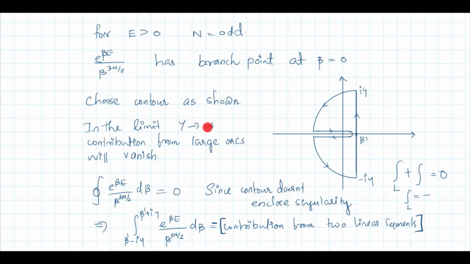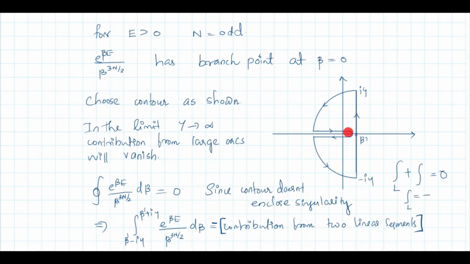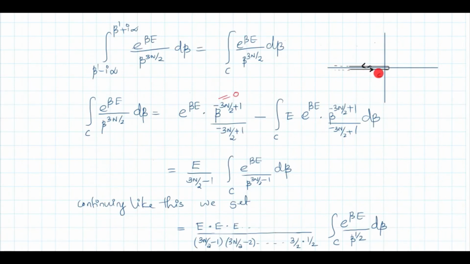Again, in the limit y tends to infinity, the contribution from this outer arc will become 0. But there is one contribution from here. So we can see that this contribution plus this straight line is 0. That means this straight line contribution is the negative of the contribution from these two linear segments. Instead of writing this negative, I will reverse the direction, in this way.